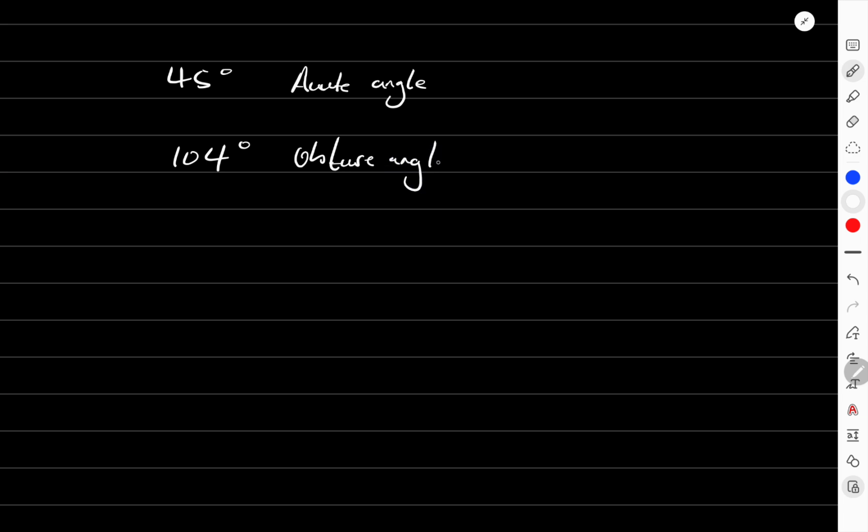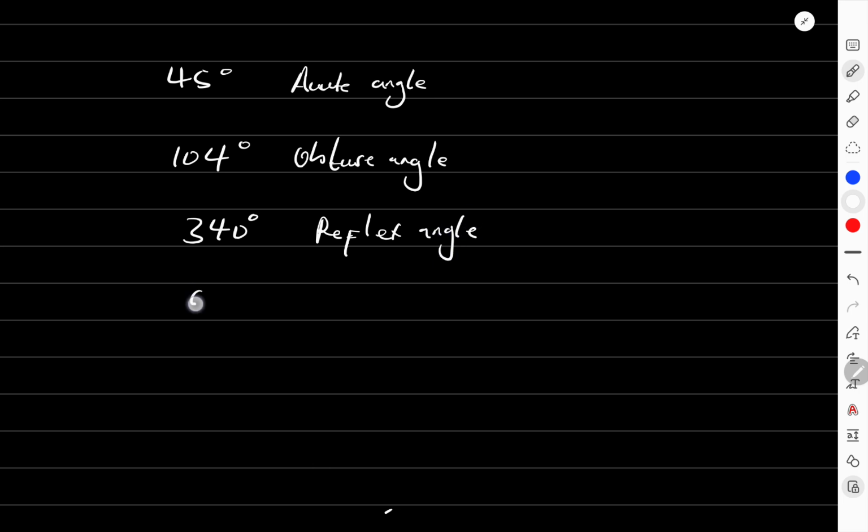Now, if I was given 340 degrees and I'm required to classify this angle, I can see that 340 degrees is greater than 180 but less than 360. Therefore, this kind of angle is going to be a reflex angle.